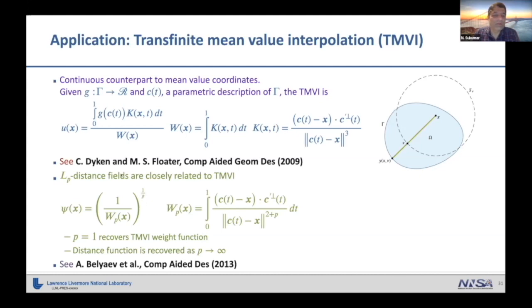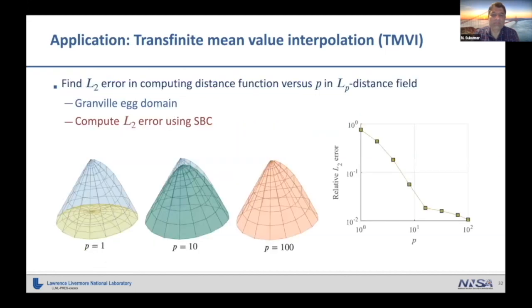So what Belyaev et al. showed is that as p goes larger and larger, this gets a better and better approximation of the exact distance function, where you have to actually solve the Eikonal equation if you want to get the exact distance function. But there's an approximation, and what we did was to see, okay, if we use this formula, can we approximate the L2 error by doing the integration over this shape here, because it's parametrized by something here, and see if at least it shows that our method is accurate.